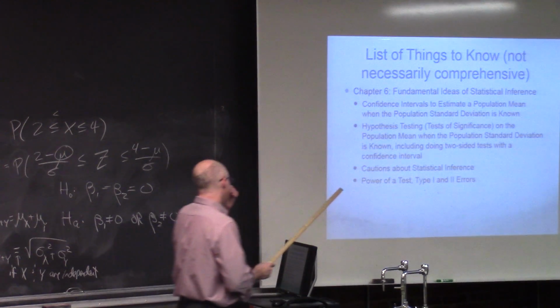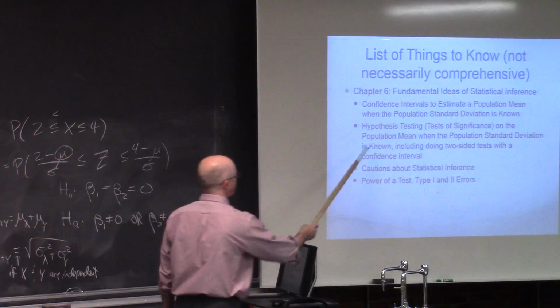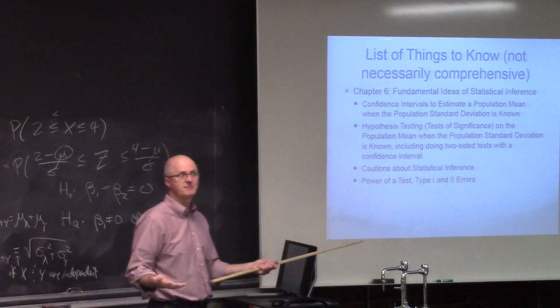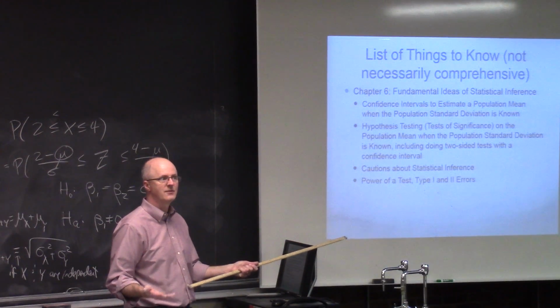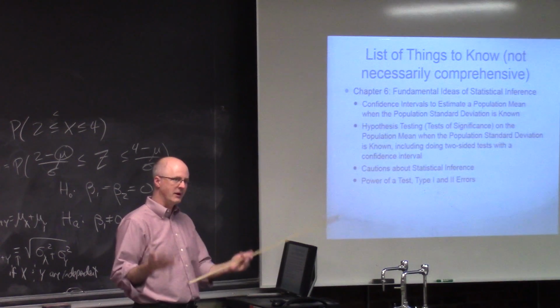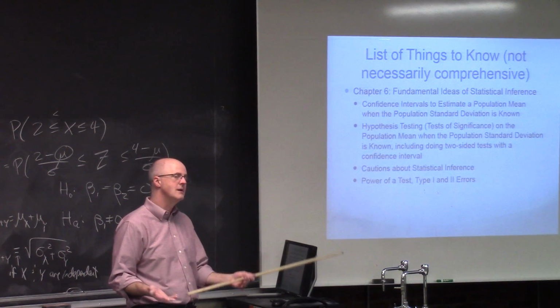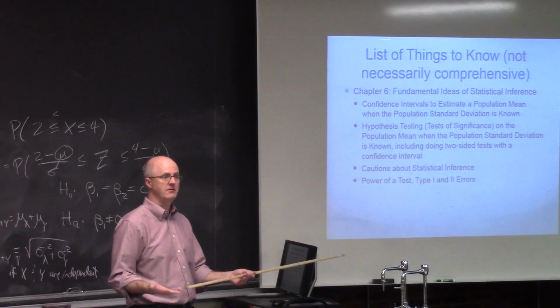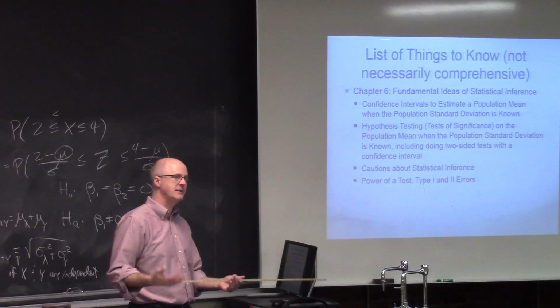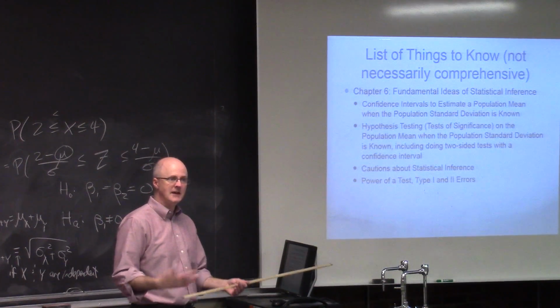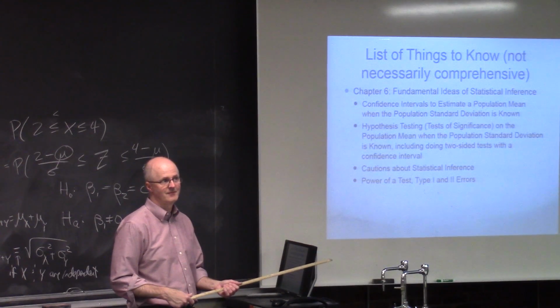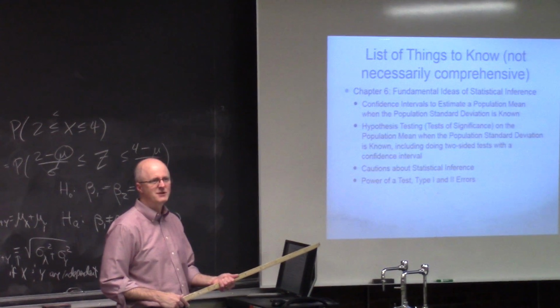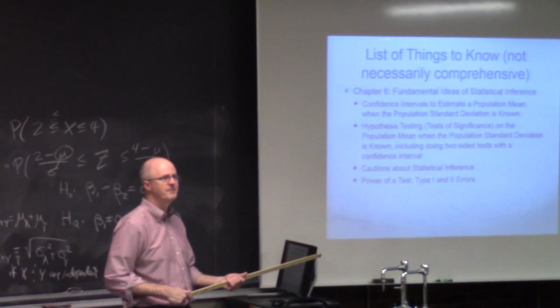We're assuming we know the population standard deviation to keep things as simple as possible, to focus on the main ideas. What are confidence intervals? What do they tell you? What's hypothesis testing? What's a p-value? What's an alpha level of significance? When do you reject a null or not? Type 1 and type 2 errors, power. Those are big things. All those could definitely make an appearance on the final exam.